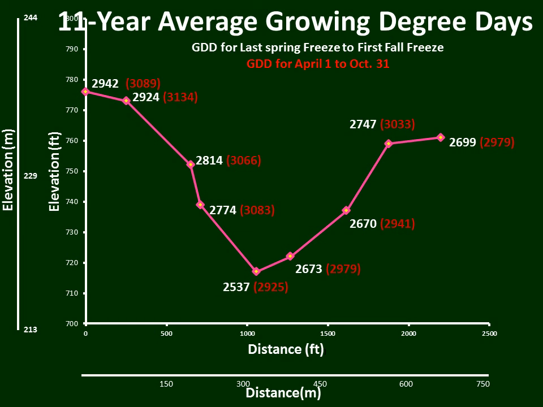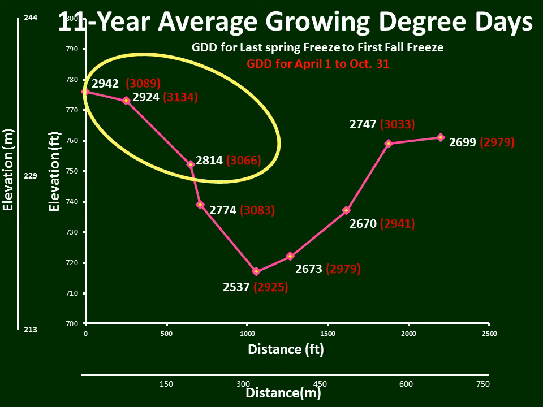So what we did here is to look at the 9 locations, and we put them in perspective to the growing degree days as they occurred from the last spring freeze in the spring to the first fall freeze, and those are the numbers in white. And then in parentheses next to it, we put the growing degree days for the more traditional April 1 to October 31 information.